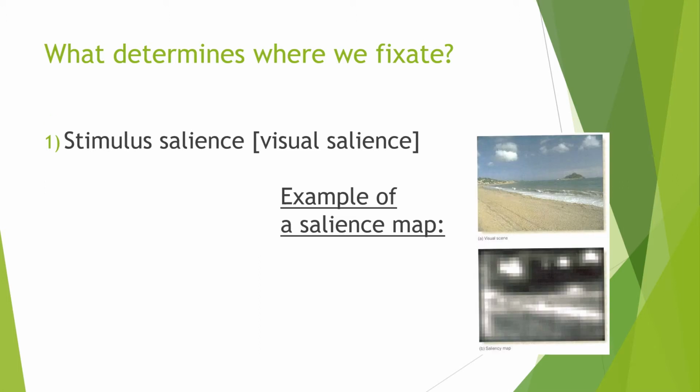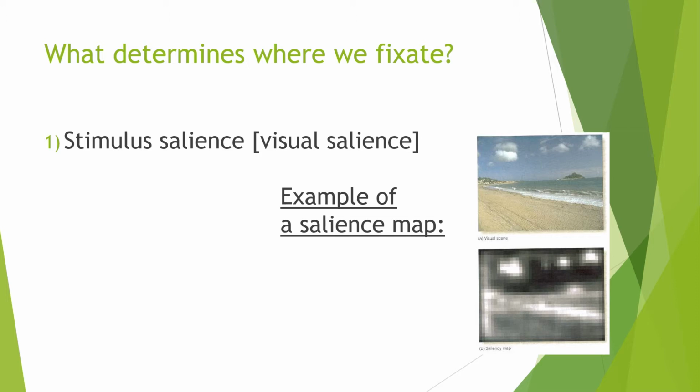So stimulus salience, or visual salience, is one of the things that determines where we fixate, especially those first one or two fixations on a scene. And this is an example of a salience map. So people who are doing this kind of research, if we look at the picture above, they'll create a salience map, which is what you see below that, where you can see what is considered to be visually salient in the picture. And a lot of this, because we have these kind of beiges and blues and not really bright colors, a lot of the salience is happening where there is a contrast.